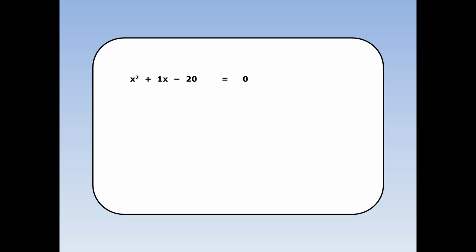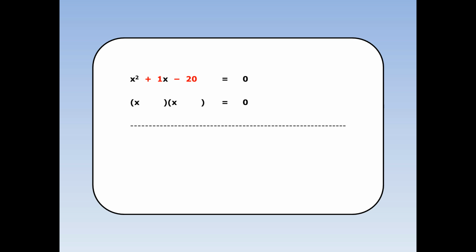x squared plus 1x minus 20 equals 0. So, something squared plus one of the somethings, take away 20, equals 0. And there'll be two answers. To solve it by factorisation, I need to put it into double brackets first. As I've got a single x squared at the front, I can straight away put down double brackets with an x at the front of both of them, because these two are multiplied to give me an x squared.